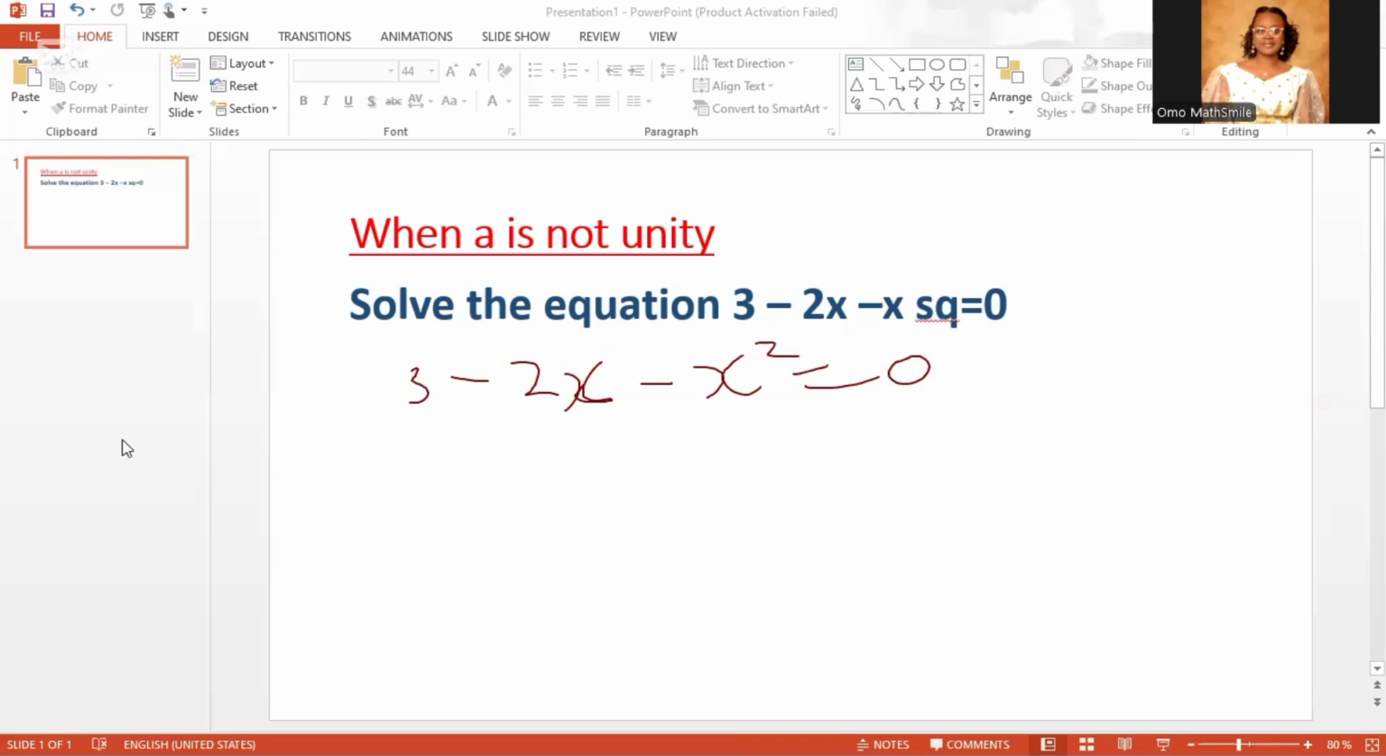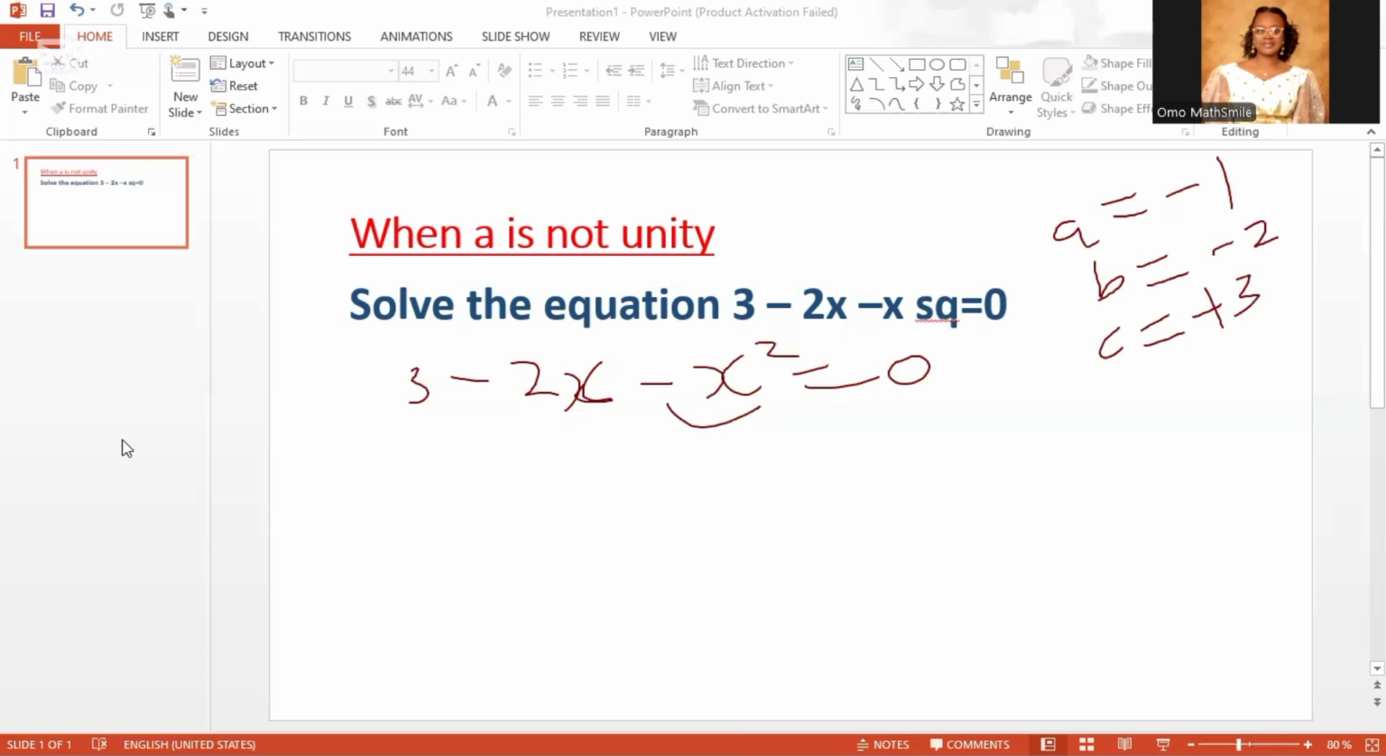Okay, so we need to determine what is a first, what is b, and what is c. The coefficient of x squared here is minus 1. The 1 is invisible, so it's minus 1. And then b equals minus 2, while c equals plus 3.